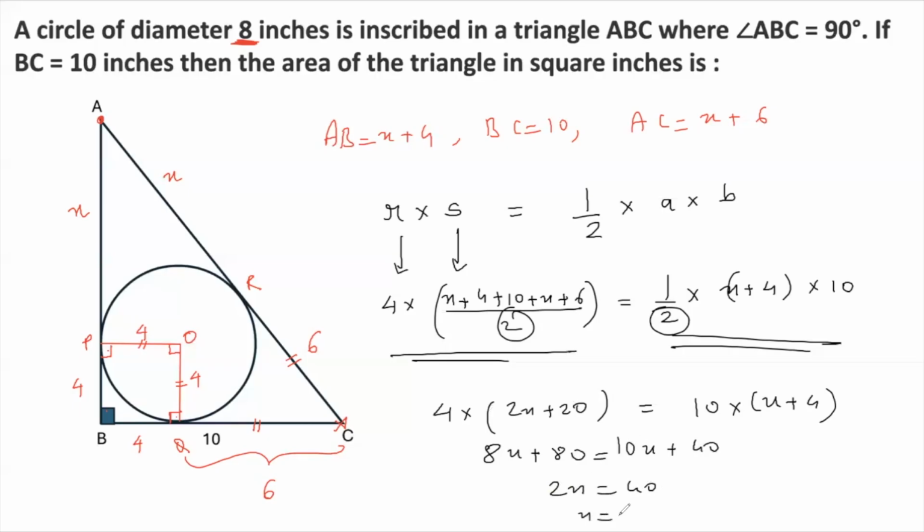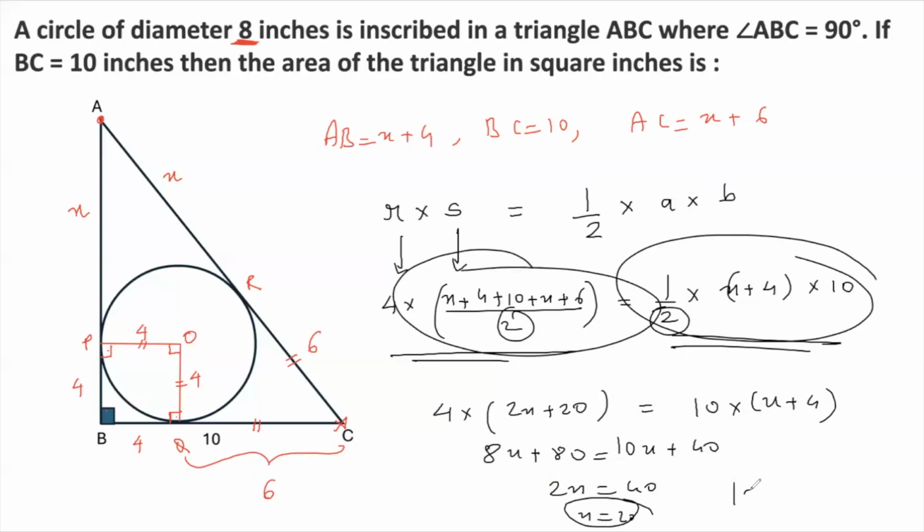Or 2x is 40. Thereby you get x as 20. Once you get x as 20, you can put it either in this expression or this one. You get the area again as 120. Okay, that's another way of getting the answer here. You equate the two areas, half into the product of perpendicular sides and inradius into semi-perimeter. That's the other way out.